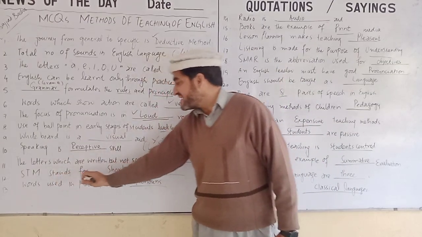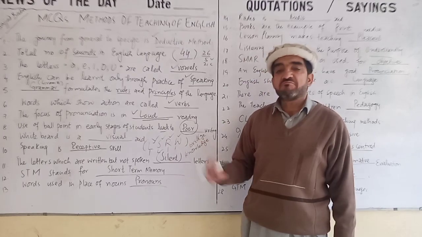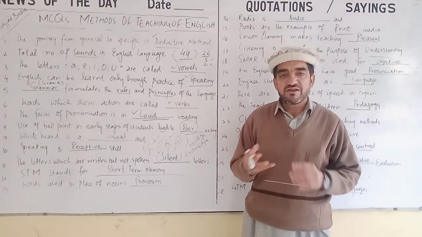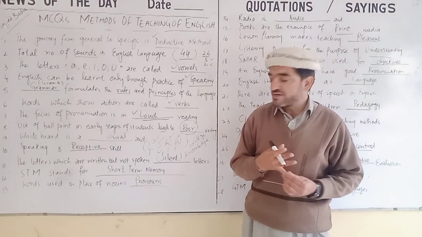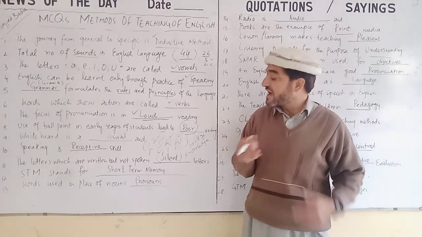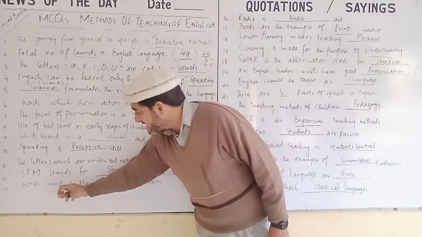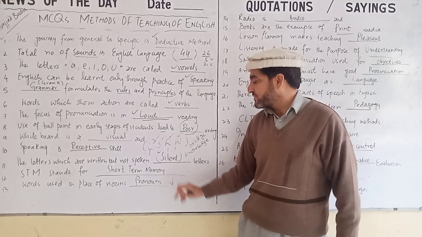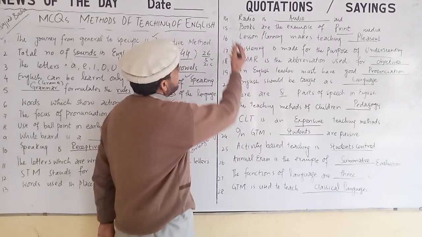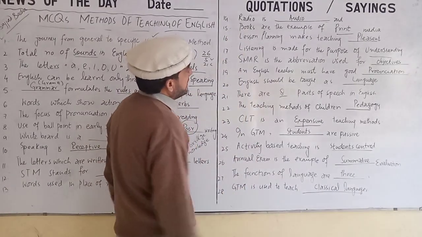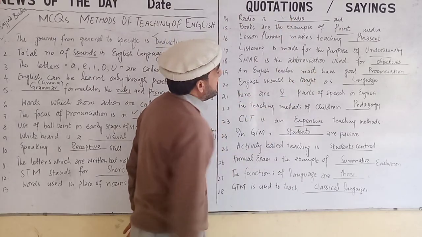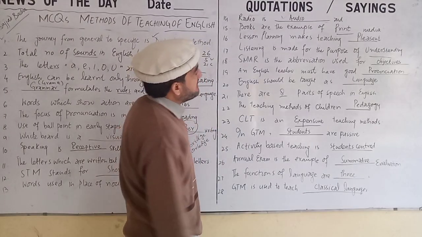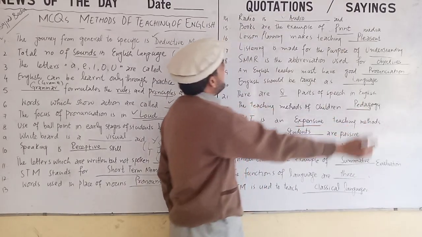STM stands for short term memory. There are two types of memories. One is called short term memory and the other is called long term memory. Words used in place of nouns are pronouns, it is easy. Then radio is an audio aid. Books are an example of print media.